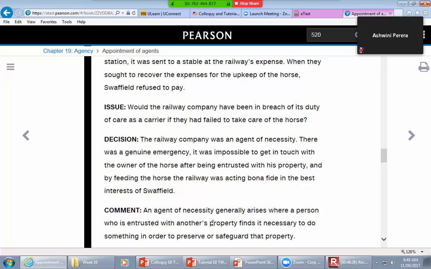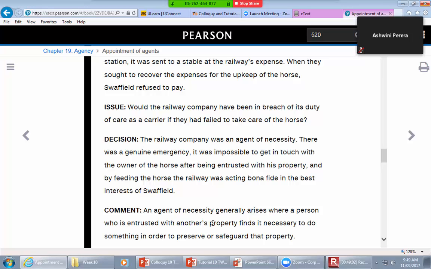Did the railway company have the authority as an agent to incur this expense, i.e. the expense of having upkeep for this horse, given that they were not able to contact Swafield at the time? Yeah? That would be much better. So let's see what they said.